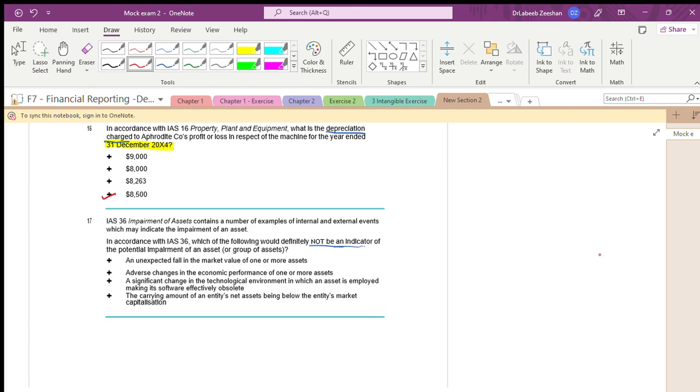In IAS 36, impairment contains a number of examples of internal and external events which may indicate the impairment of the asset. We have done this. They will ask you what are the internal indicators and what are the external indicators. This is a repeated question. In accordance with IAS 36, which of the following is definitely not an indicator of potential impairment?